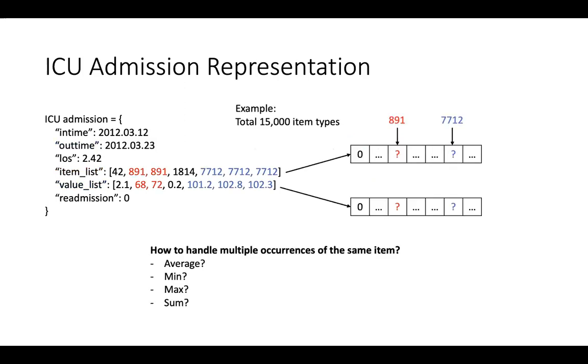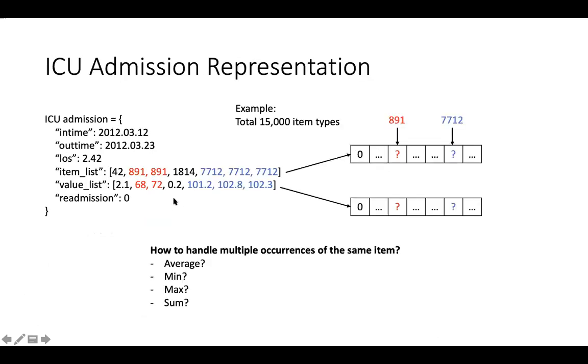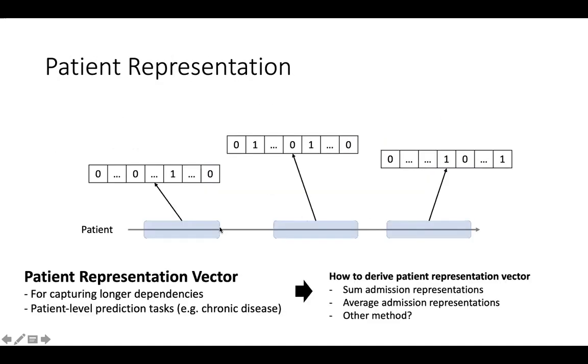But what happens if we want to derive a patient representation vector where the patient has multiple blue strips, meaning that the patient visited the hospital multiple times over the entire lifetime? In this case, the patient went to the hospital 3 times in his or her lifetime. Following the same method, we could obtain an individual 40,000 dimensional vector for each blue strip.